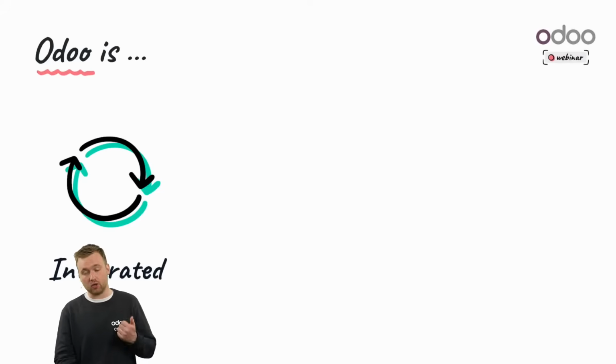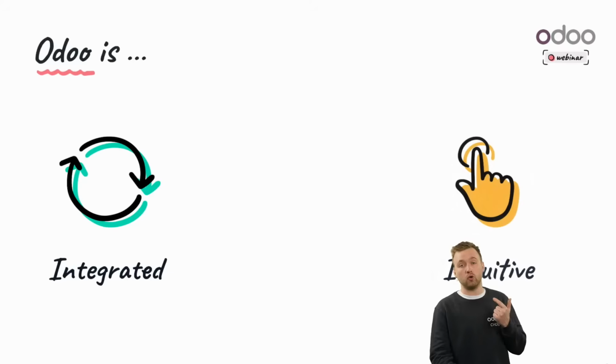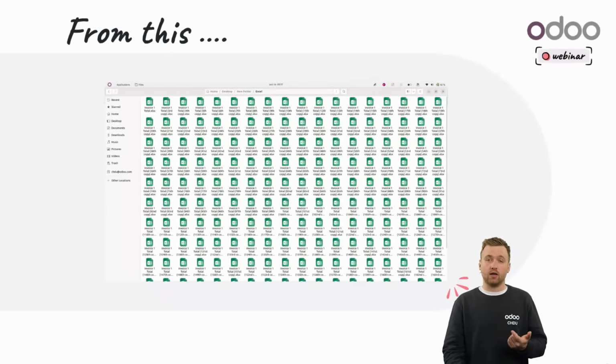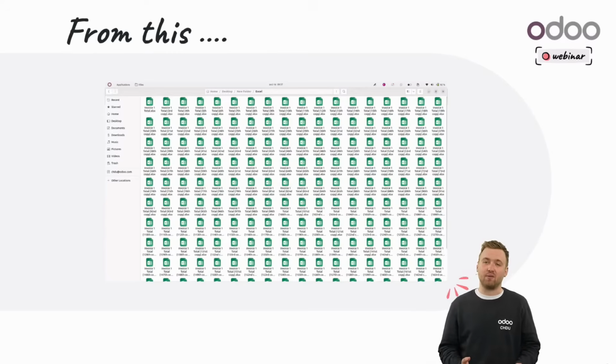So Odoo is integrated, all the modules working together. Then also Odoo is intuitive. I don't know if you've seen something like this before. I believe everyone who's working on a computer has seen this at some point. You're going to have files everywhere.